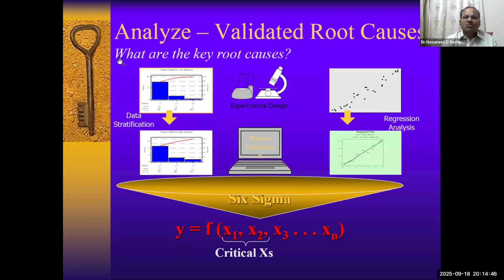Analyze. So what are the key root causes? Then the experimental design used, and then statistical data will give the stratification, what kind of customers are facing them. Then you have a lab test analysis. Then you have regression, how long it has been happening and due to what factors it has been happening.